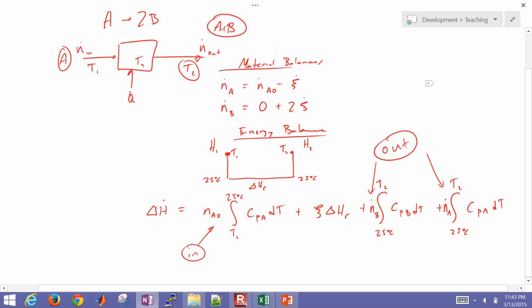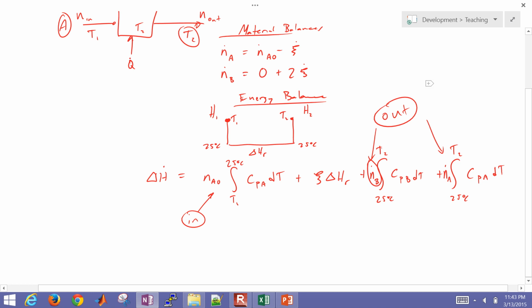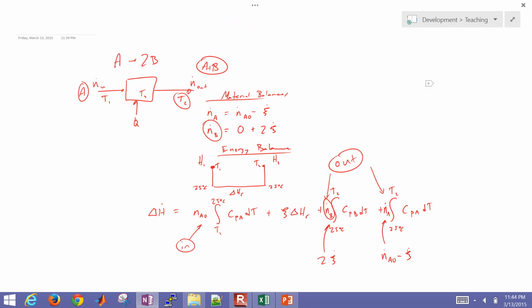Okay, so one of the things that maybe we don't know N dot B, but we had that from our material balance, so we could just substitute in here. We could substitute in 2 times the extent of reaction. Okay, and then here we can substitute in our material balance as well. Okay, minus NA naught times minus the extent of reaction. Okay, and so if we gave you the appropriate information for this, then you could solve for delta H.